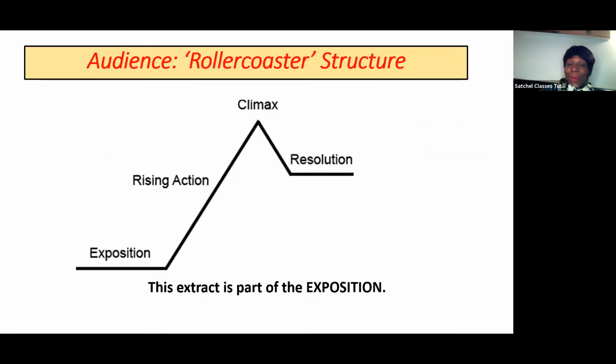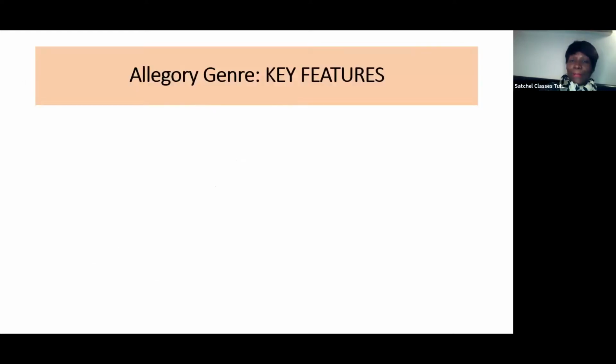So as you are well aware, there is a roller coaster structure for much of fiction writing, and Christmas Carol comes very much under this kind of idea. We have the exposition, the rising action, the climax or the turning point, and then the resolution. And this part in stave one is near the beginning and therefore in the exposition of the novel.